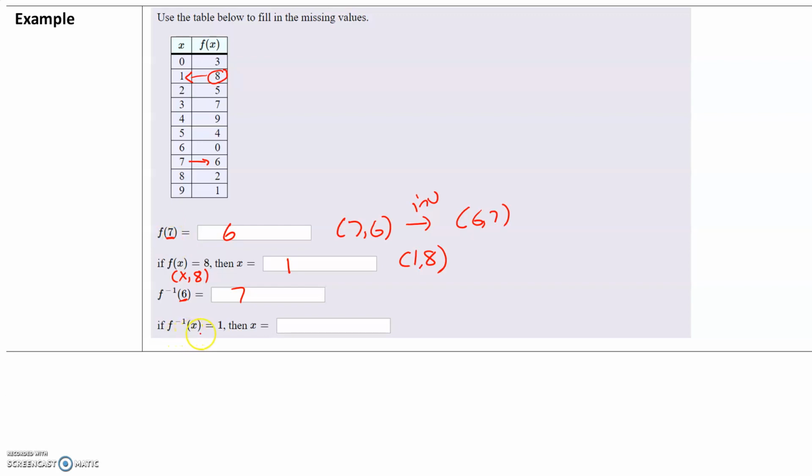If f inverse of x equals 1, then what is x equal to? So here, we want to find out for the inverse, which input has an output of 1? Okay, so if I take the inverse of the point 1, 8, that'll be the point 8, 1. So when the output is equal to 1, then the corresponding input is equal to 8. So notice that if you take the point 1, 8 and you interchange the x and y, that becomes 8, 1. So when the output is equal to 1, the corresponding input is going to equal 8.